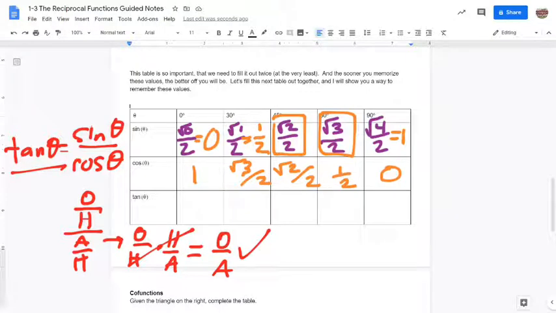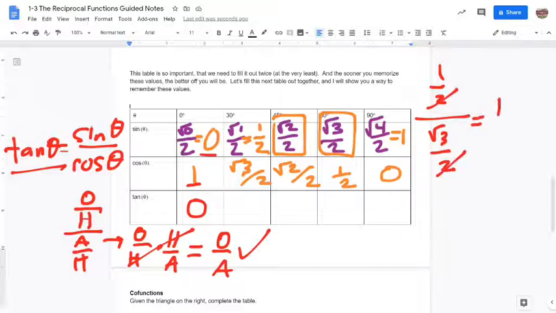Alright, so for the tangent of 0, we're going to do the sine of 0 over the cosine of 0, and we get 0. Alright, the tangent of 30 is sine of 30 over the cosine of 30. So that's going to be 1/2 divided by root 3 over 2. Okay, these over 2's get canceled out, and then you can rationalize it, and we get root 3 over 3.